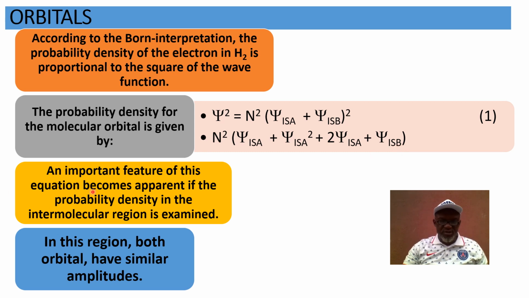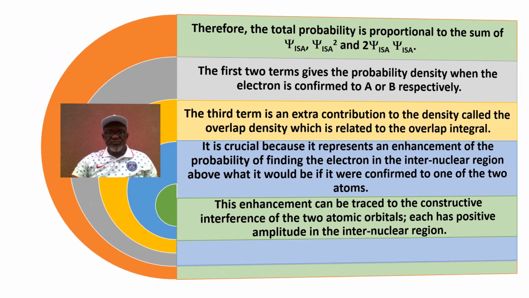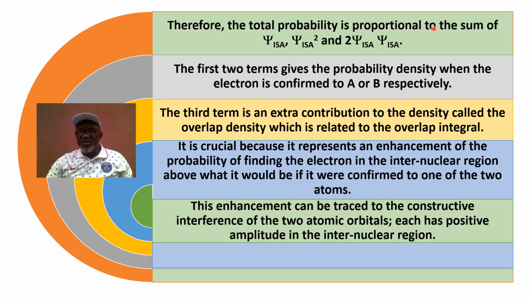An important feature of this equation becomes apparent if the probability density on the internuclear axis is examined. That is, along the nuclear axis of the atoms A and B, for instance the one we use for hydrogen. In this region, both orbitals have similar amplitudes. Therefore, the total probability is proportional to the sum of phi 1sA squared, phi 1sB squared, and 2 phi 1sA phi 1sB. The first two terms give the probability of the electron being on A and B respectively. The third term is an extra contribution to the density called the overlap density, which is related to the overlap integral.